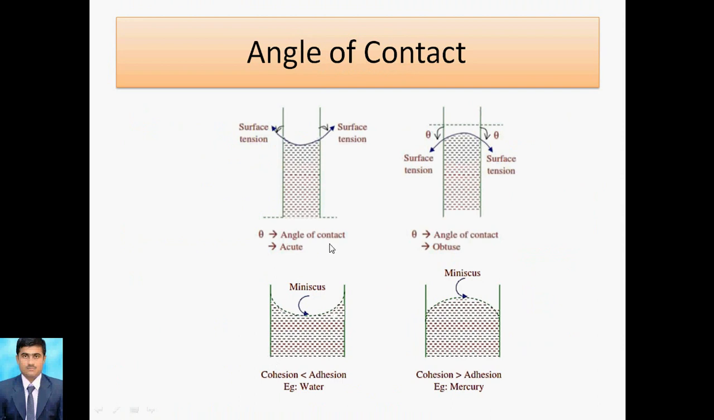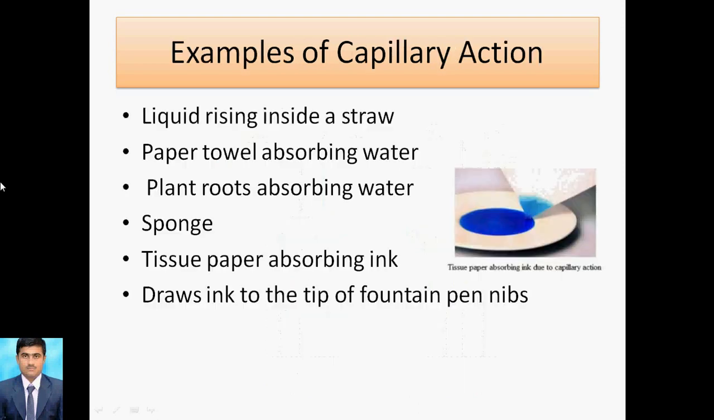Here we observe the effect. This angle is the acute angle theta. In case of water, if it is fresh water, this angle is almost 0. And if it is mercury or any other liquid, then the obtuse angle is there, that is angle theta. This is regarding the concave shape and this is the convex shape. This is the angle of contact.